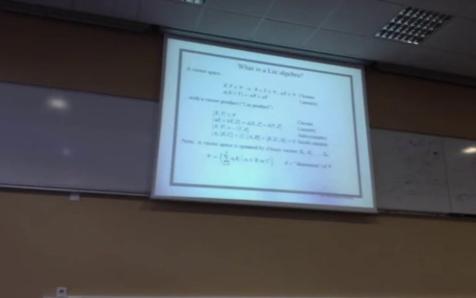A vector space is a set of objects, called the vectors, with an addition and a multiplication by scalars. And the key things are that we have closure. Add two vectors, you get another vector. Multiply a vector by a scalar, you get another vector. And then we have a linearity property. Basically, multiplication and addition have a distributive law. So that's a vector space.